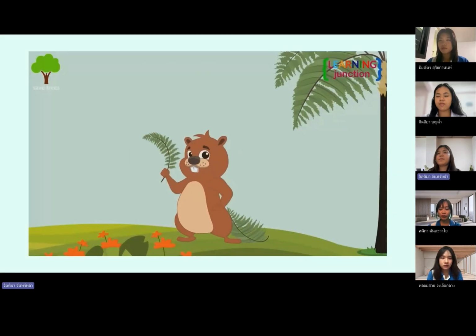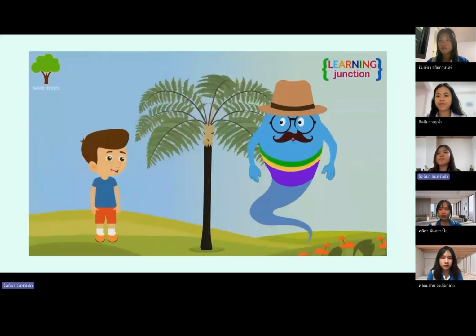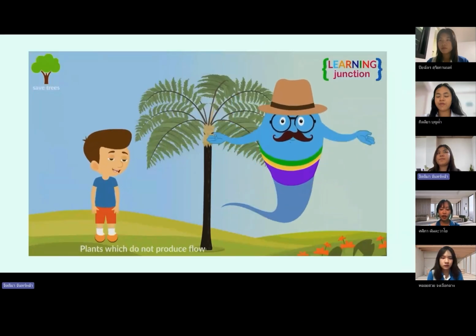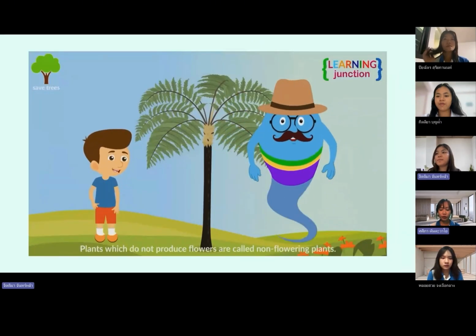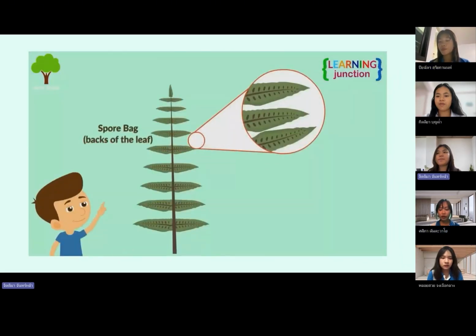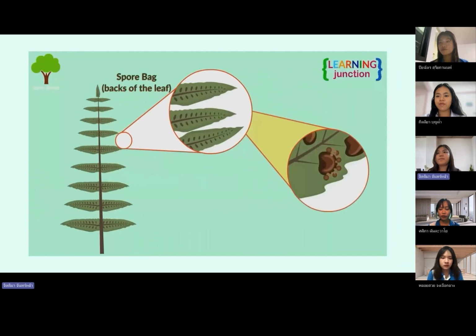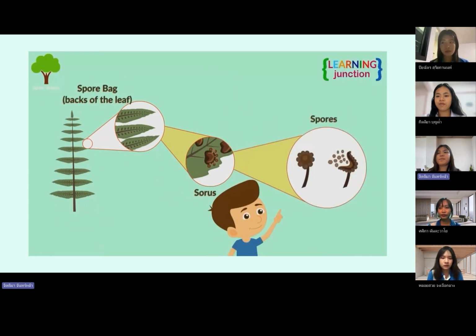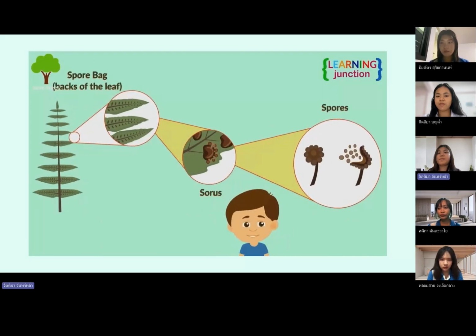See, this mountain deer is happily playing with the fern leaves. The fern plants do not use flowers to reproduce. This type of plant, which does not produce flowers, is called a non-flowering plant. The spore bags are located on the back of the leaf. These are sori, the clusters of sporangia, which contain spores. And here, these are spores which are further used in reproduction in non-flowering plants.